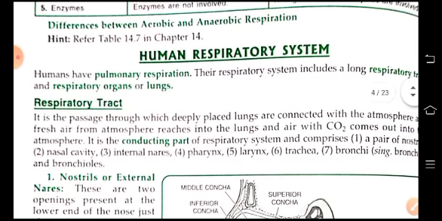Now come to the human respiratory system. This we'll learn in our next class.